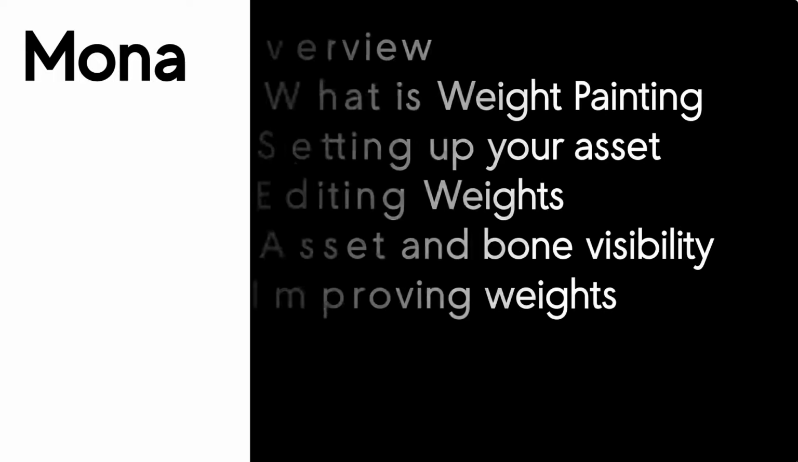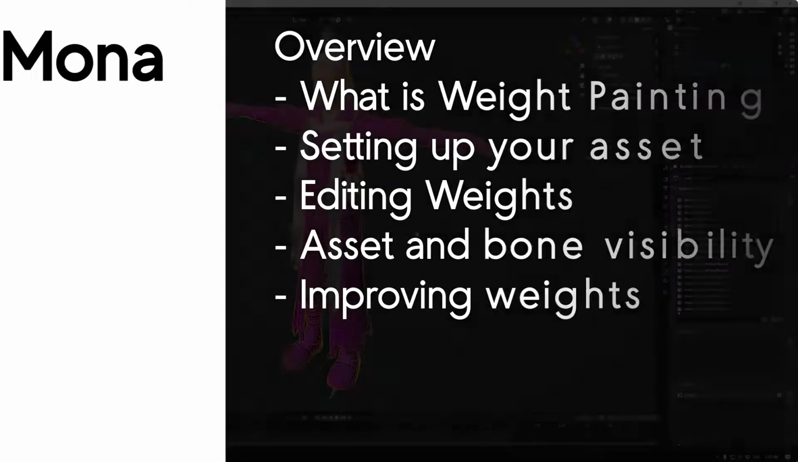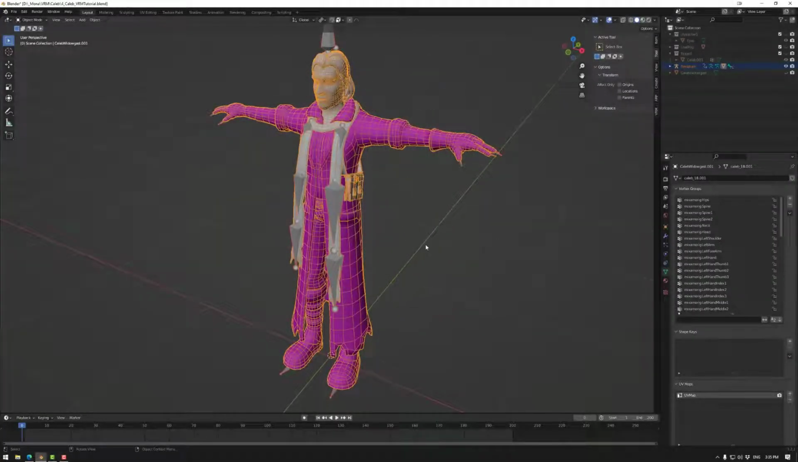First, we're going to be looking at an overview of weight painting. Then we're going to look at setting up your assets so it's easy to work with. Then we're going to look at editing weights, asset and bone visibility, and then improving your weights for a final result. Let's jump in. First, we should go into what is weight painting.